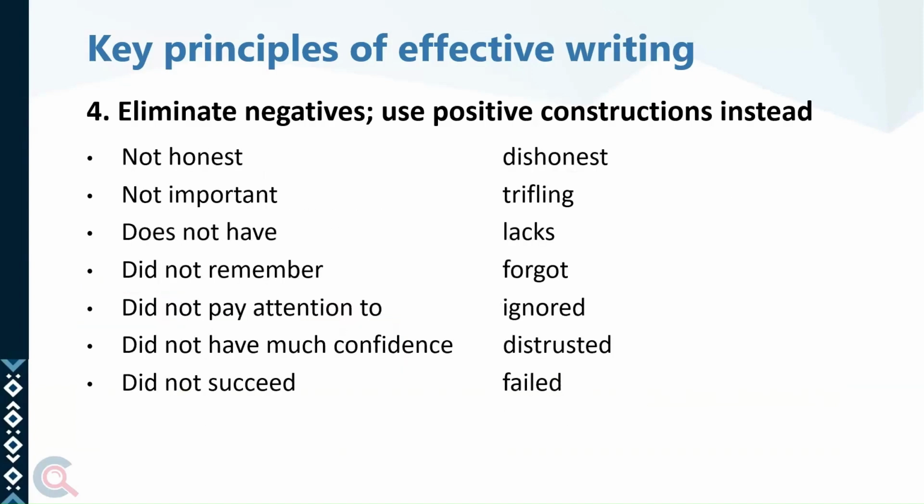So here are some examples of negatives and their corresponding positive constructions. Instead of saying not honest, just say dishonest. Instead of saying not important, you could use the word trifling. Instead of saying does not have, rather use lack. Did not remember, forgot. Did not pay attention to, rather use ignored. Did not have much confidence, you could rather say distrusted. Did not succeed, rather say failed.